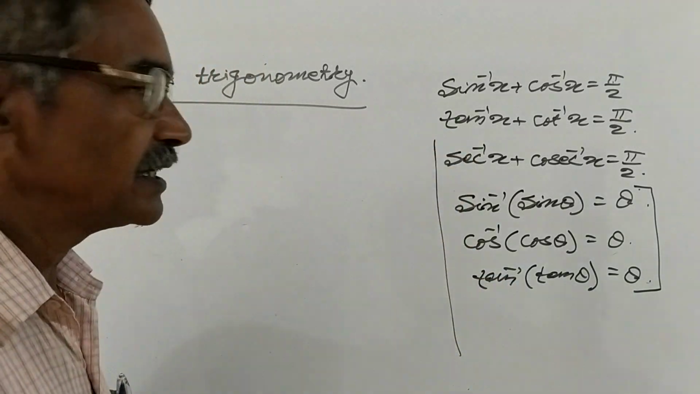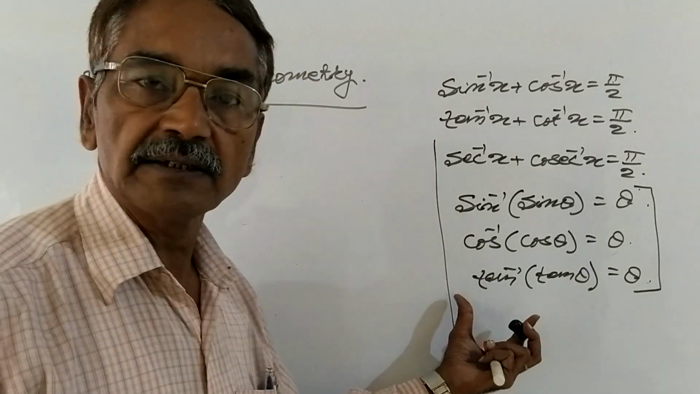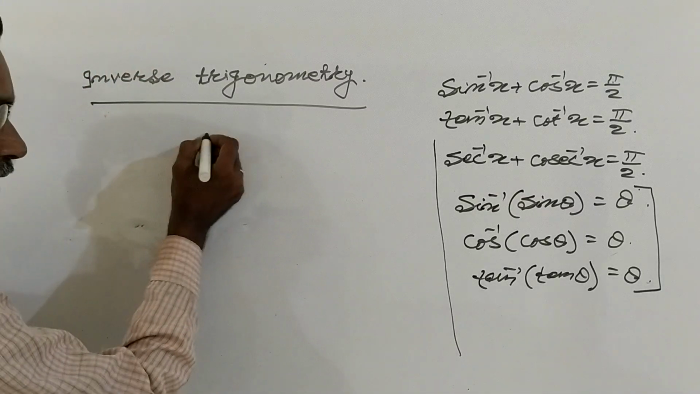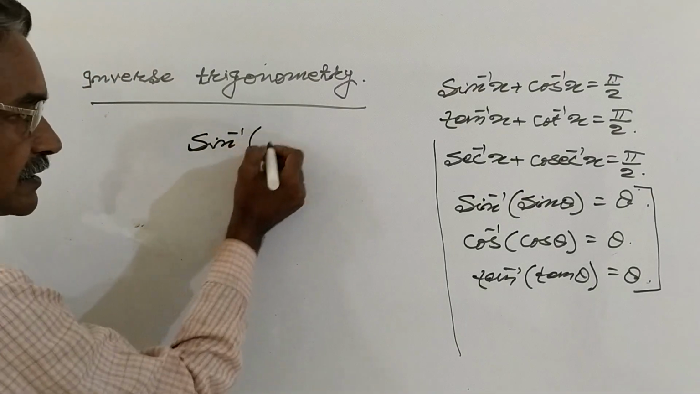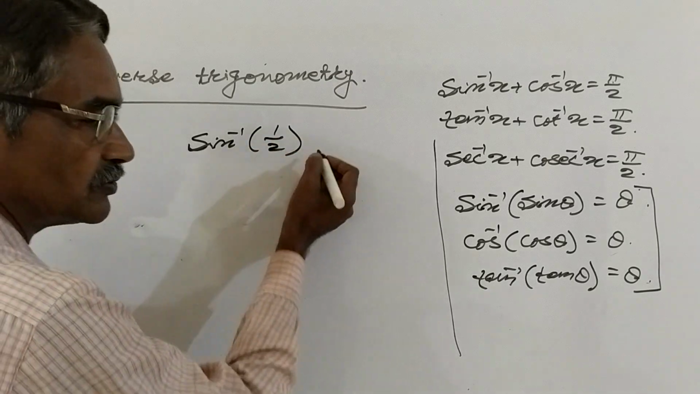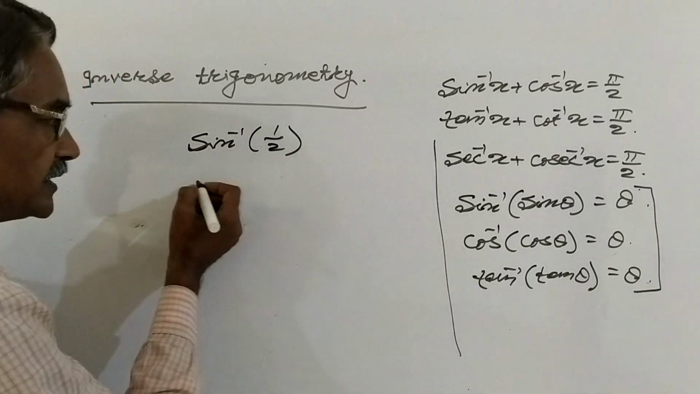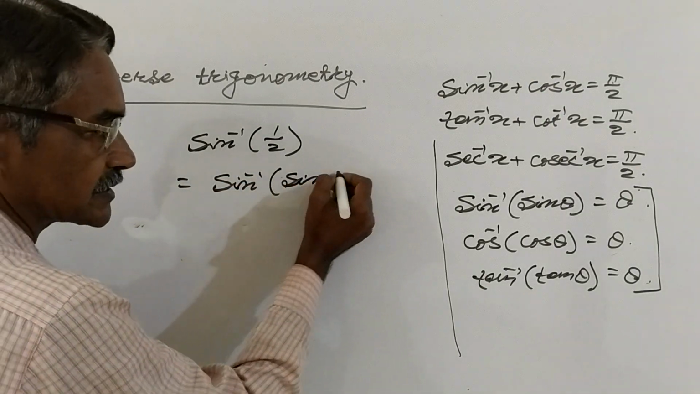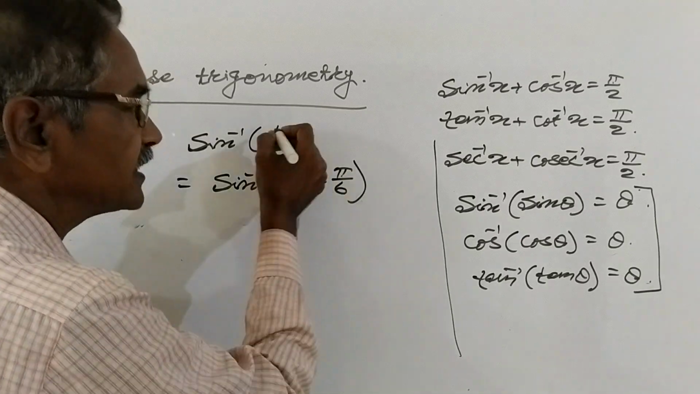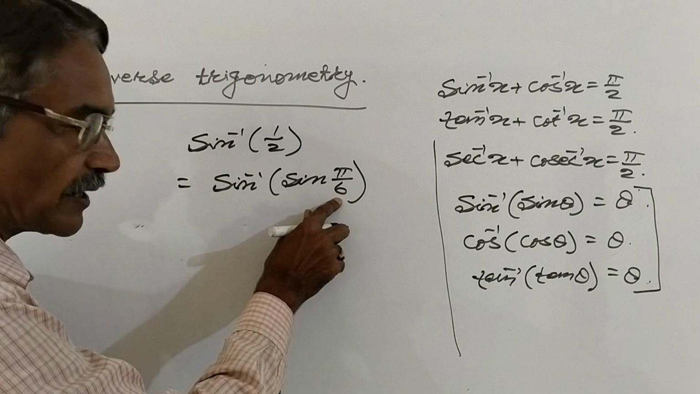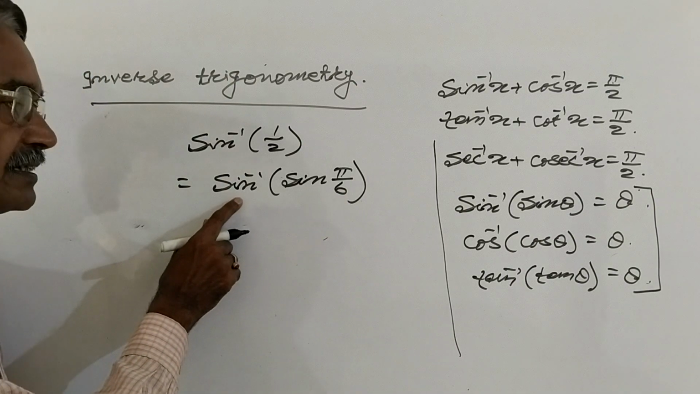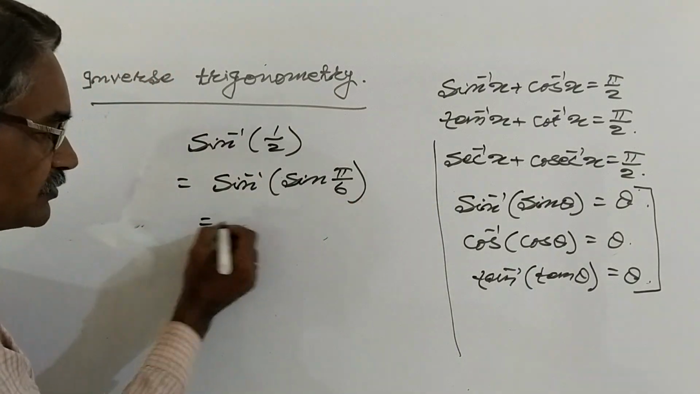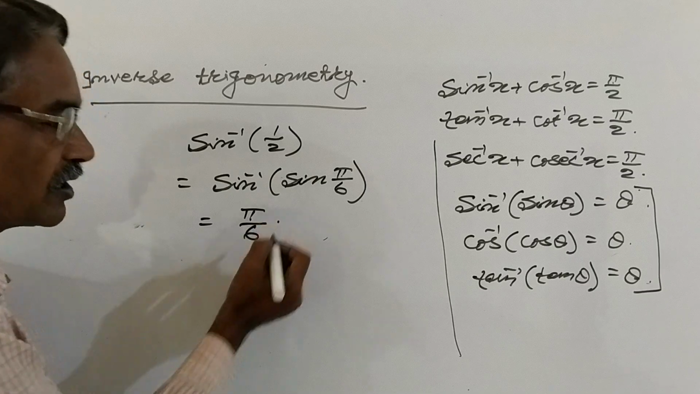See its uses. It is used for calculating the principal values of inverse functions. For example, I am writing sin inverse 1 by 2. We want to know its principal value. So it can be written sin inverse sin pi by 6. Sin 30 degree is 1 by 2. That can be written pi by 6. Now it will be read as sin inverse sin theta. This formula will apply. Your value is pi by 6. This is called principal value.